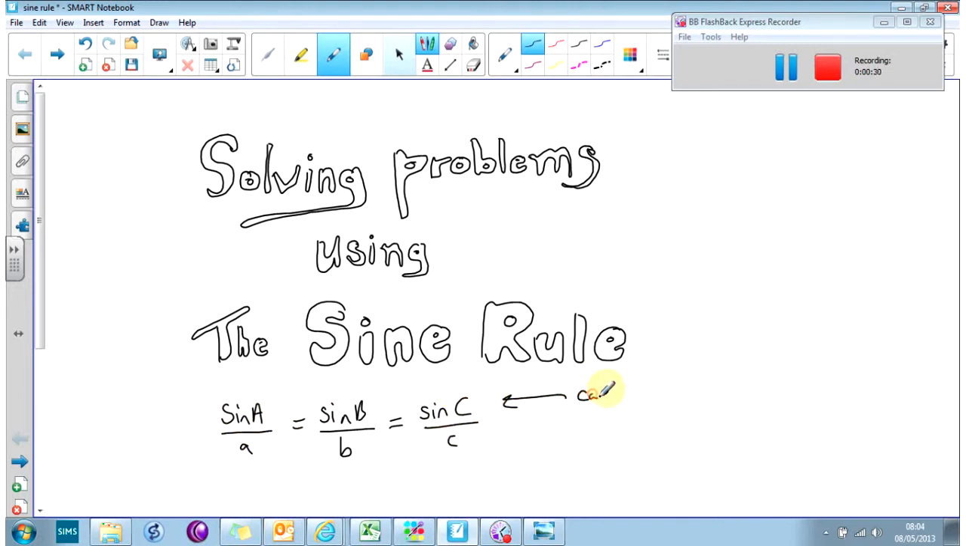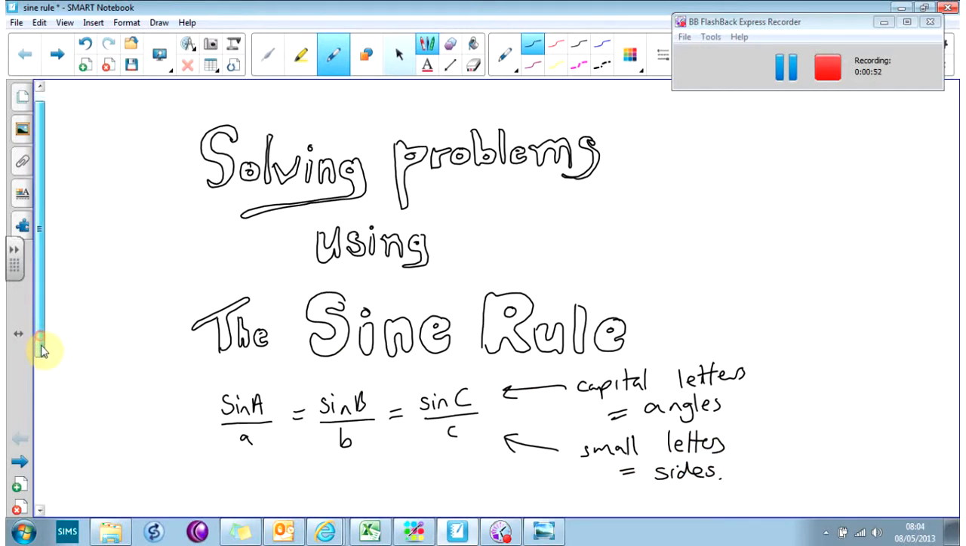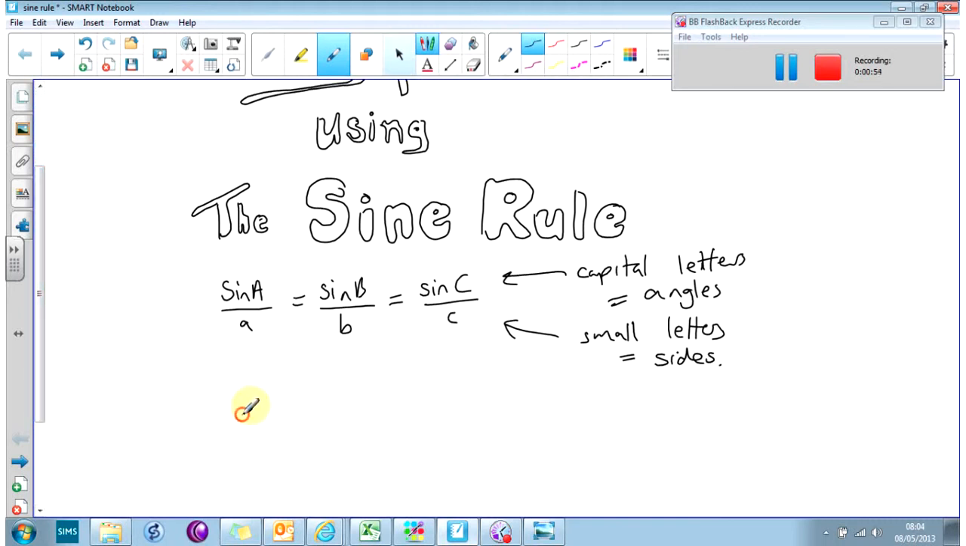Capital letters are used for angles, and the lowercase letters, small letters, are used for sides of a triangle. Now, you can turn this whole thing upside down by a little bit of fairly trivial rearranging, so the other form that it comes in is this.